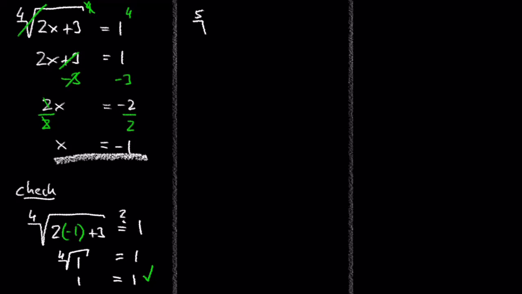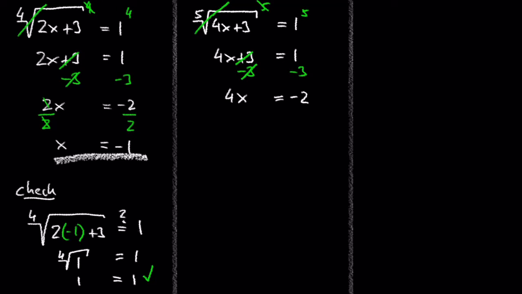What about the fifth root of 4x plus 3 equals 1? Raising both sides to the power of 5 cancels out the fifth root, and we get 4x plus 3 equals 1. After subtracting 3 from both sides, we get 4x equals negative 2. And dividing by 4 gives us x equals negative 1 over 2. We don't need to check our solution because the index of the root is odd.